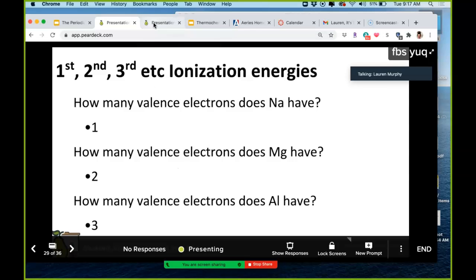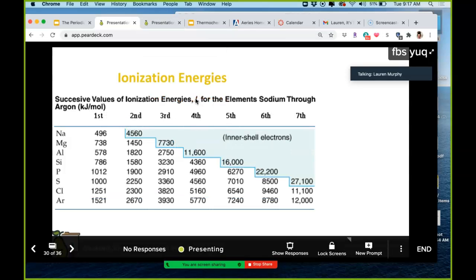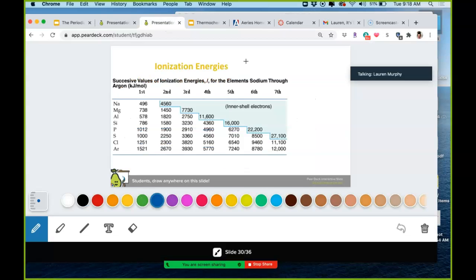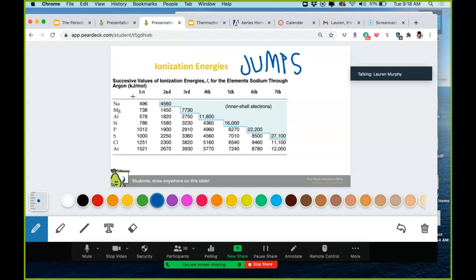Okay? So now we're going to talk about removing more than 1 electron. Remember, ionization energy is the amount of energy required to remove an electron. That's called its first ionization energy, to remove 1 electron. And then these are how much energy it would take to remove a second electron, and then a third, and then a fourth, and then a fifth, and so on. So you'll see these big, they're called jumps in ionization energy. And what that means is they're taking a really big jump between the energies.